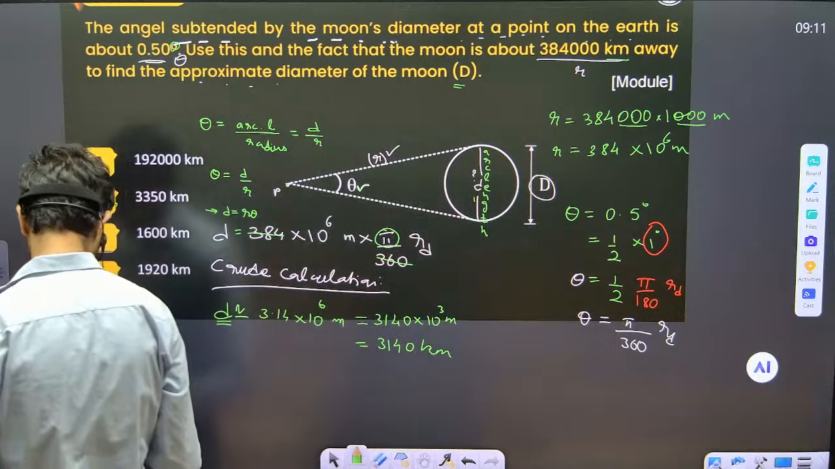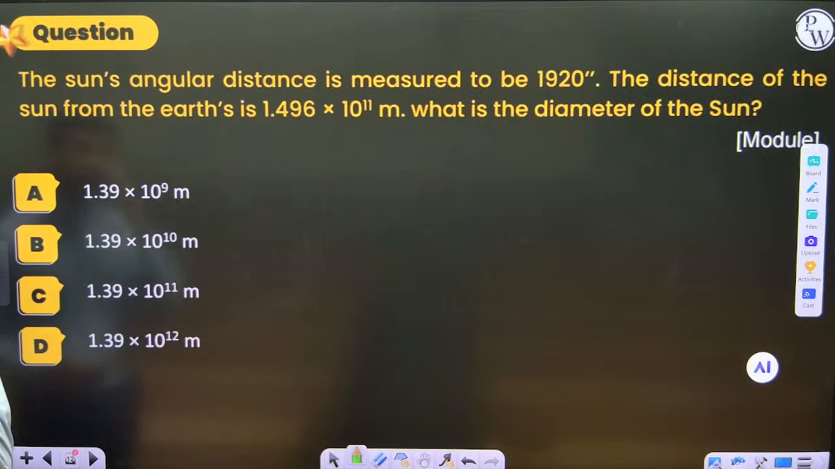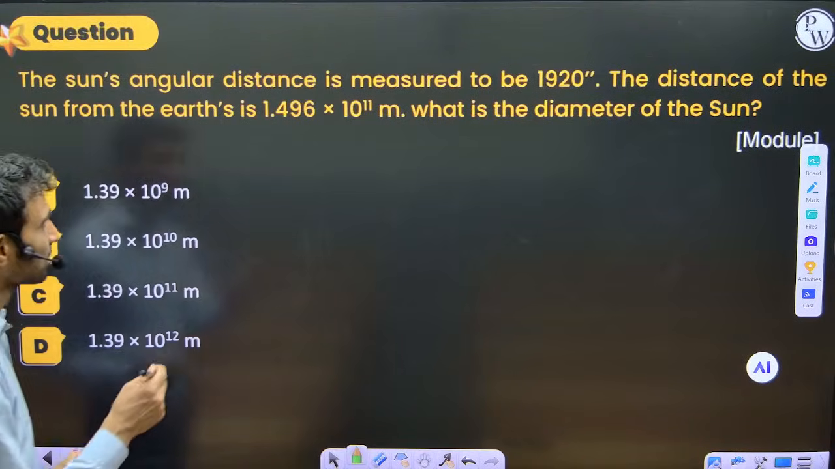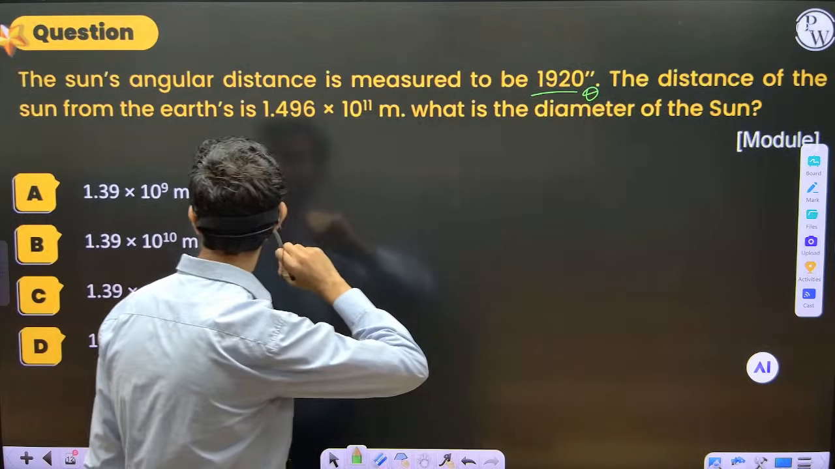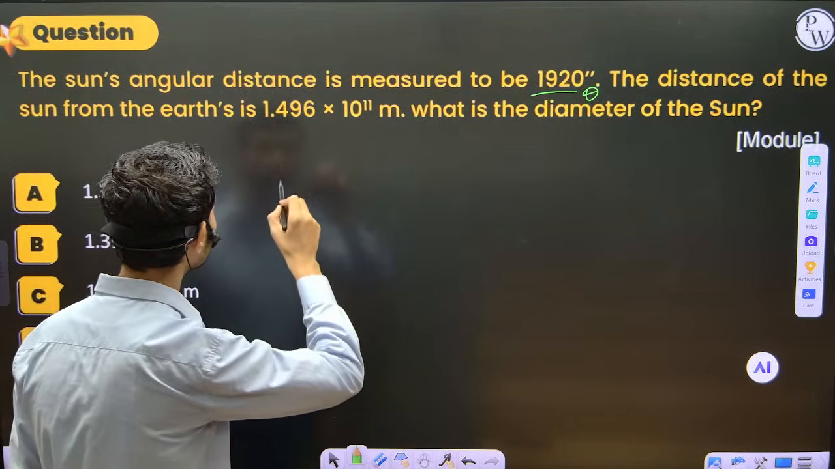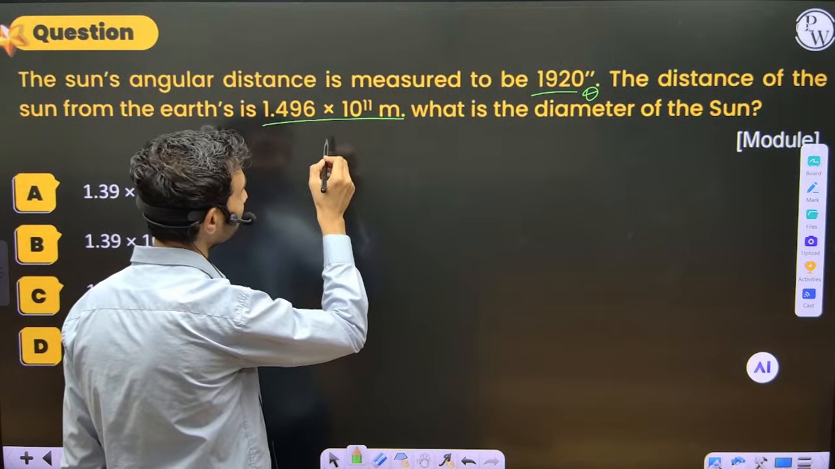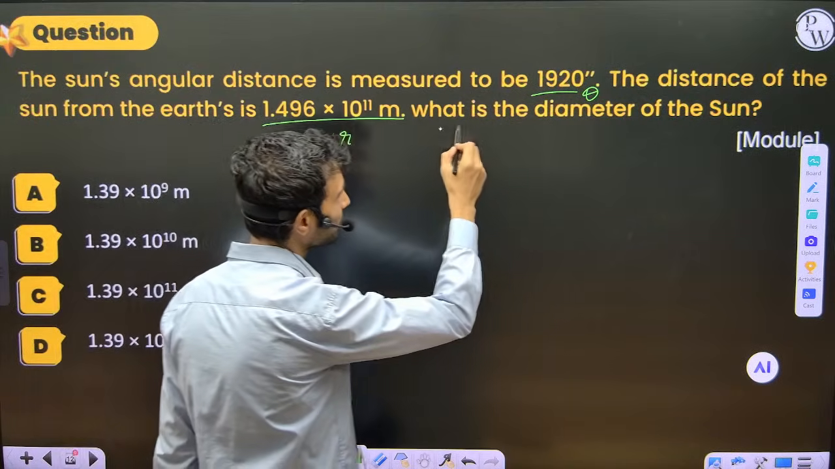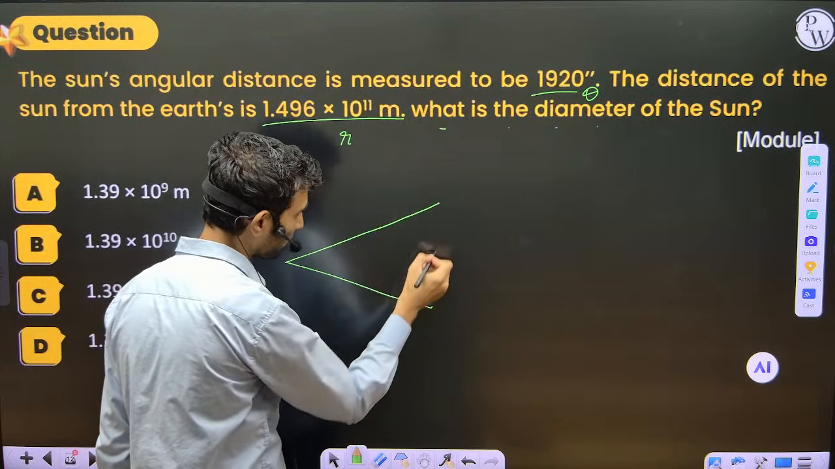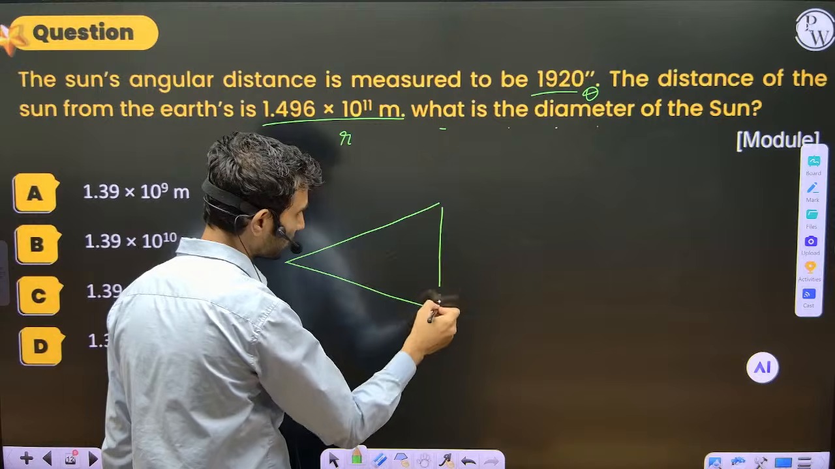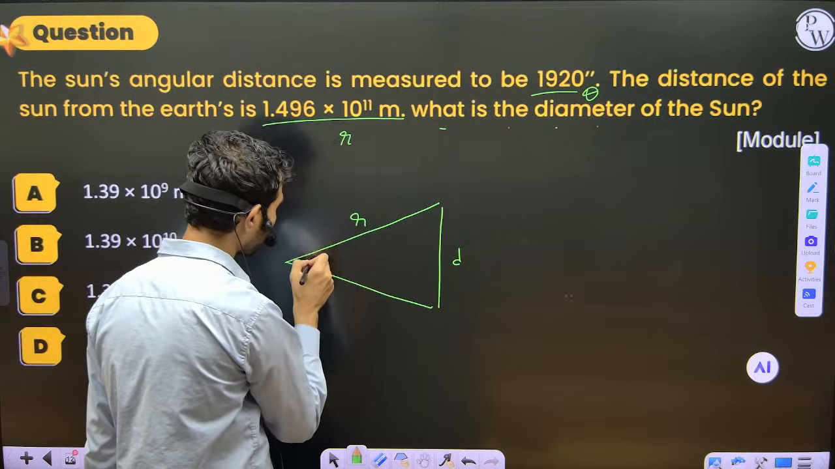So let's go ahead to the next problem, which is this. Sun's angular distance is measured as this. Again, theta is given. The distance of the sun from the earth is also given. This, again, r is given. What is the diameter of the sun? So you see, it's the same problem, right? Again, they're asking diameter. Exactly the same problem. This was d, this r and this is theta.